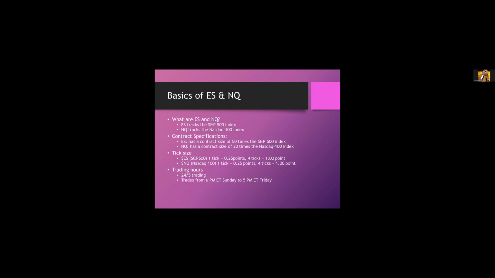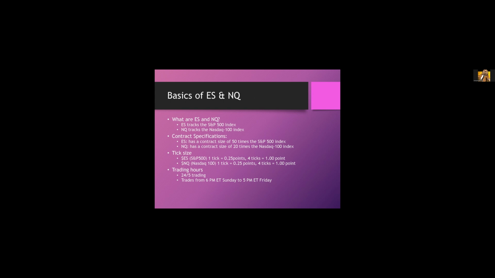Basics of ES and NQ. What are ES and NQ, and what does that mean? ES is the symbol that tracks the S&P 500 index. It is essentially the futures derivative of SPY, which everyone's pretty familiar with, the S&P 500 ETF, except this is the actual index itself. NQ, in retrospect, is for the Nasdaq. It tracks the Nasdaq-100 index. And we would be trading prices of these two on future dates, right? So that's what ES and NQ are.